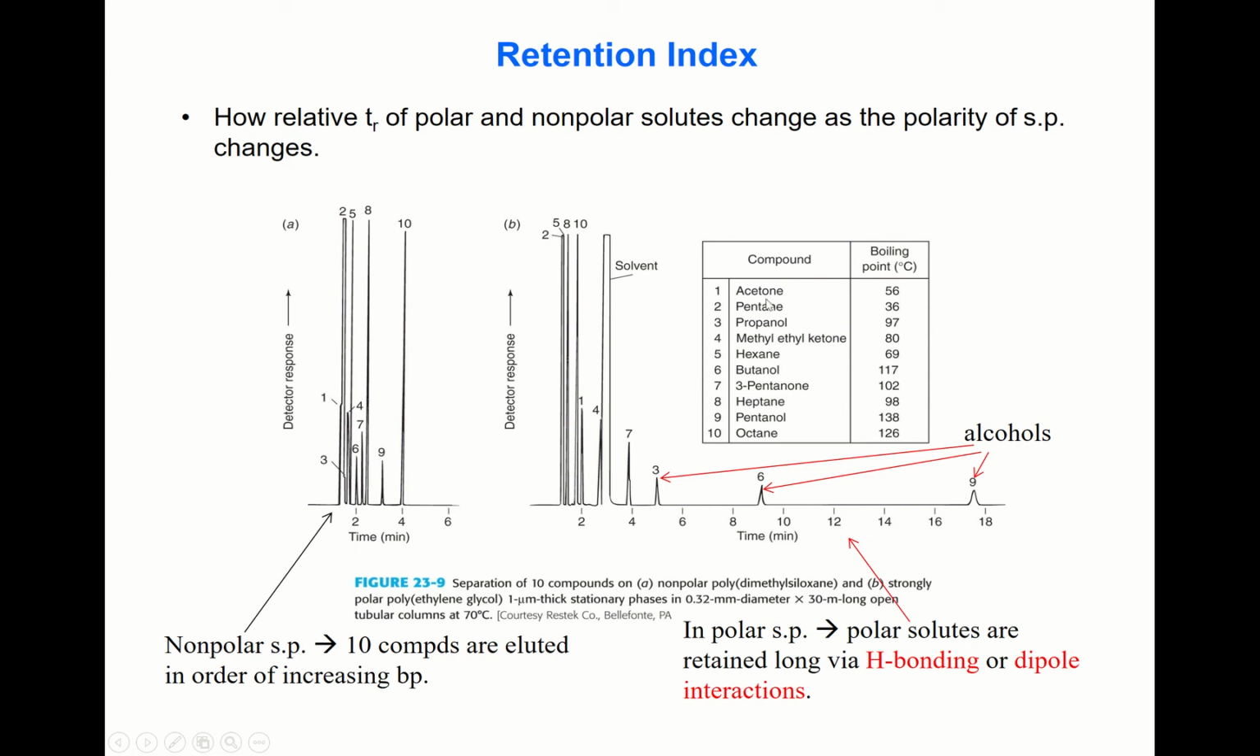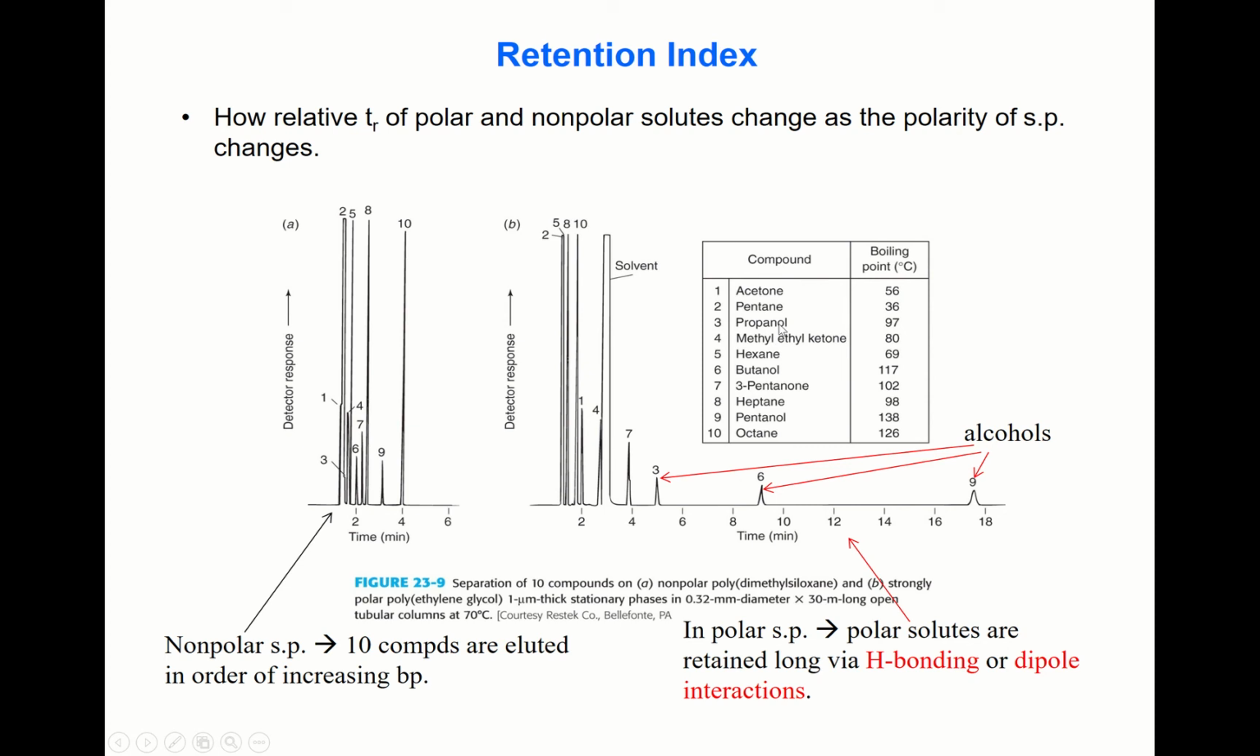Compound one is acetone, which is a polar molecule, and compound two is pentane. Pentane is quite a non-polar molecule, a linear alkane, and it is very rapidly eluted. And compound three is propanol, which is also a quite polar molecule.